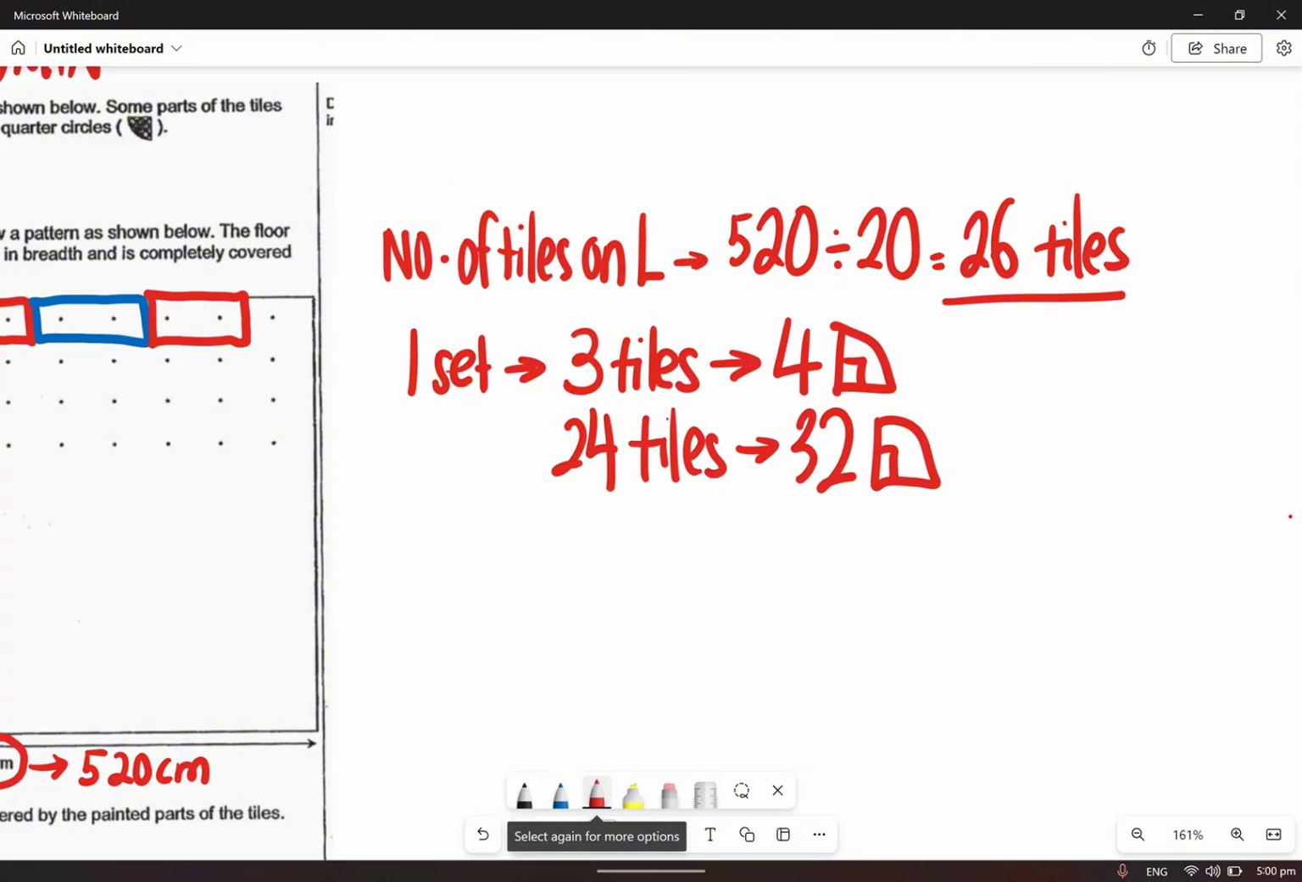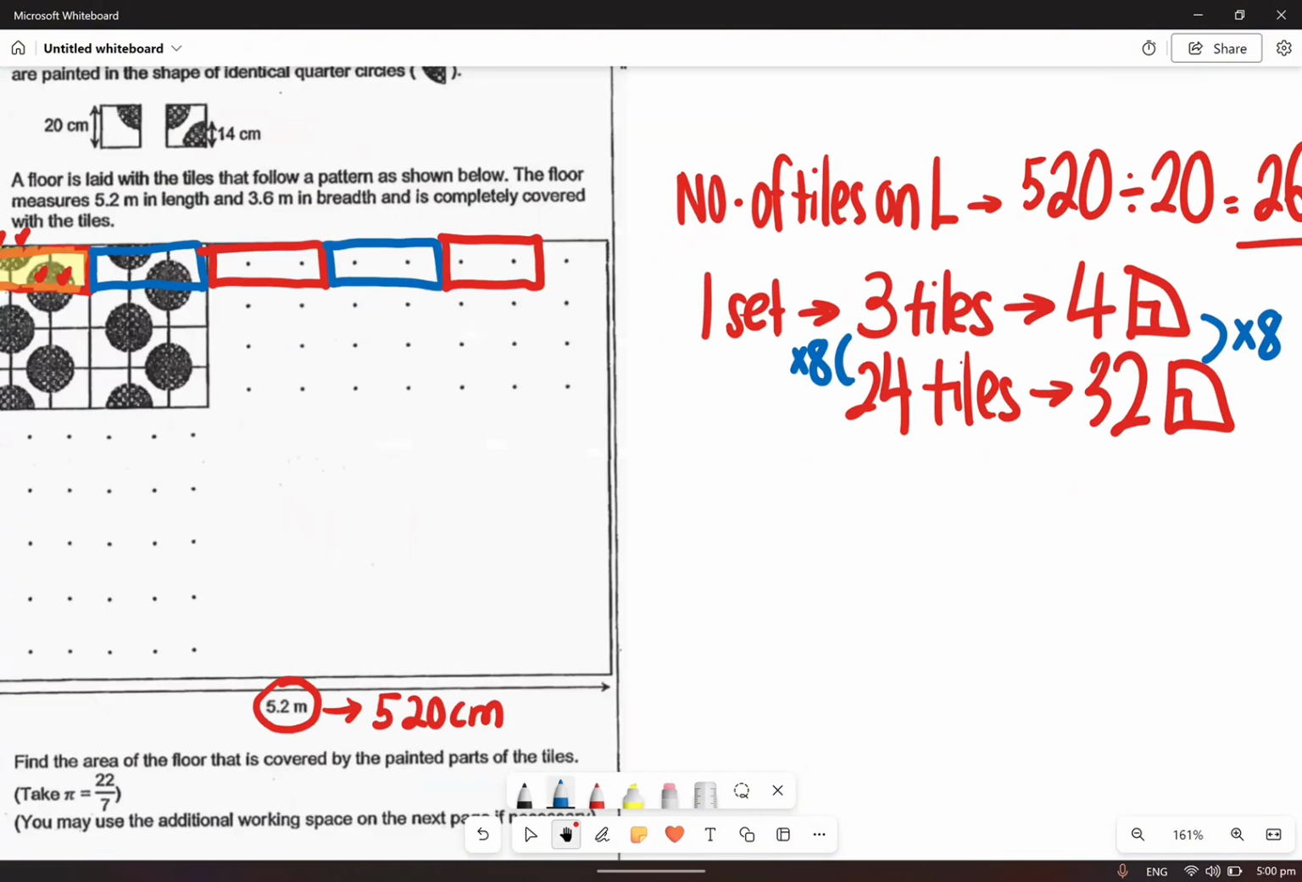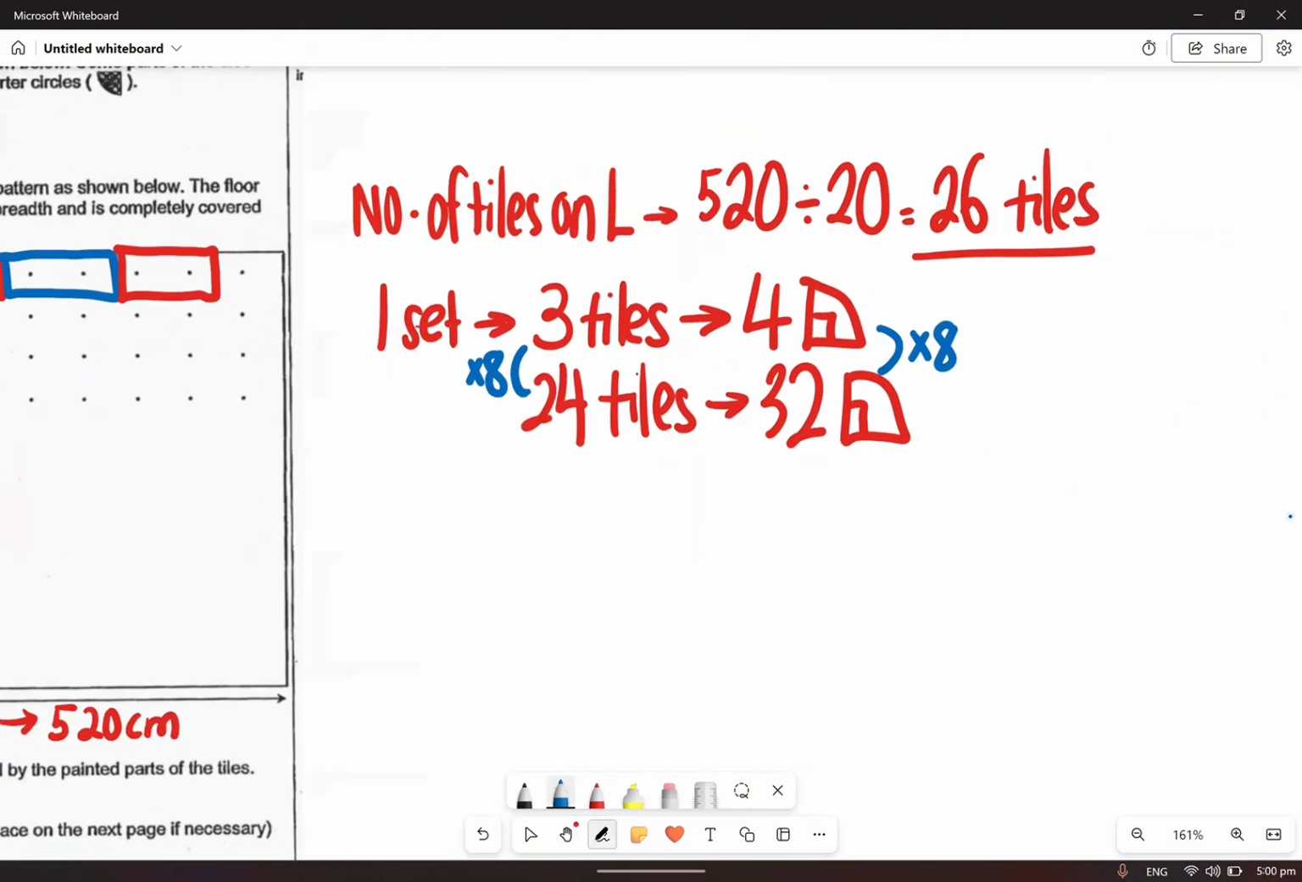If you're wondering how I get from 4 to 32, in order for me to jump, I just have to times 8 over here, true? Does that make sense to you or not? Then this part also, we times 8. Agree or disagree? So that means there are 32 quadrants for 24 tiles.